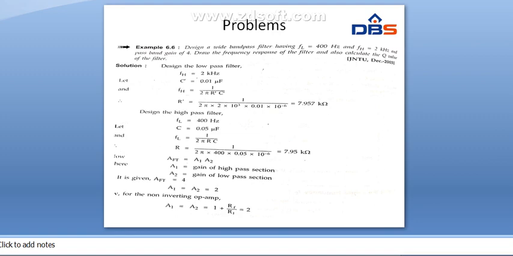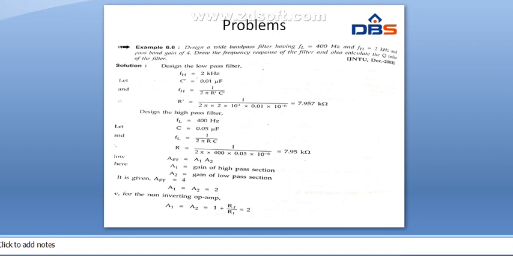And design the high pass filter. In this high pass filter, the given FL is 400 Hz and choose C equal to 0.05 microfarads, and we know that FL equal to 1 by 2 pi RC. From this calculate R value. So here the R becomes 7.9 kilo ohms. Here the total passband gain AFT equal to A1 into A2. A1 is the gain of the high pass section and A2 is the gain of the low pass section.